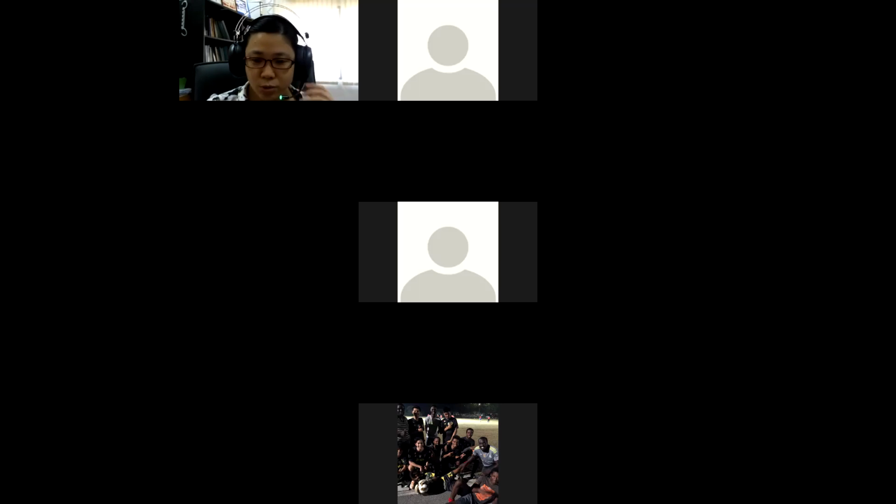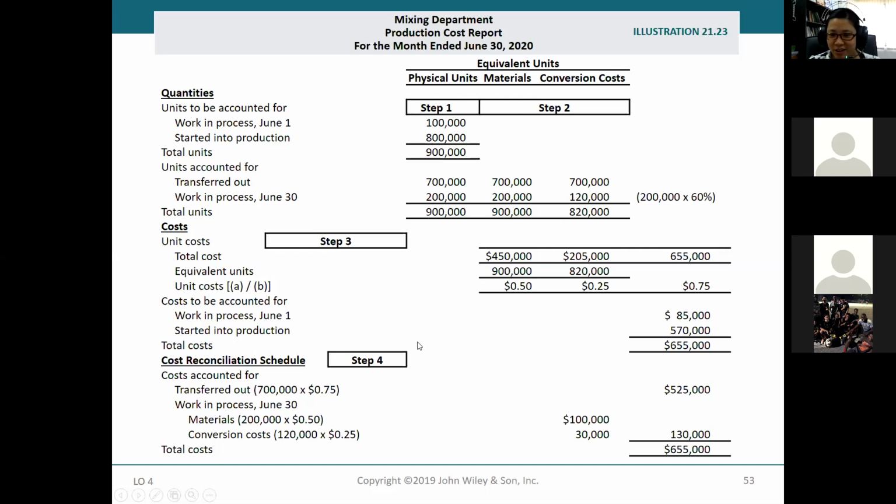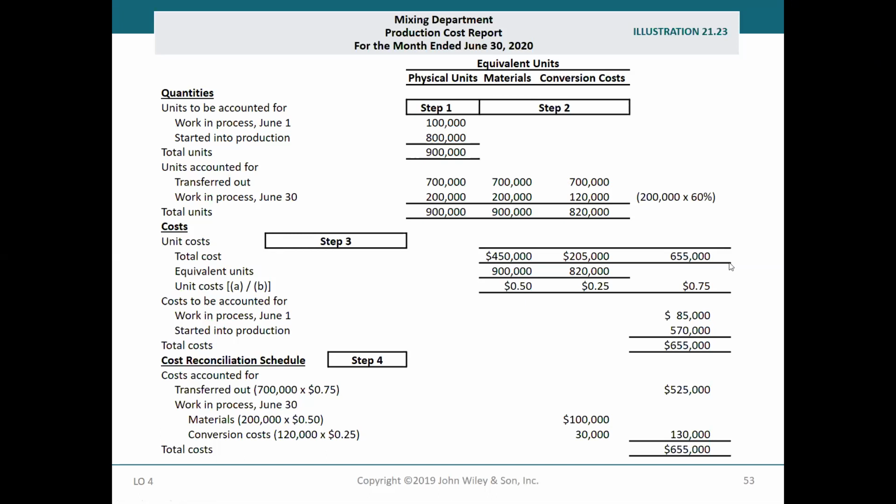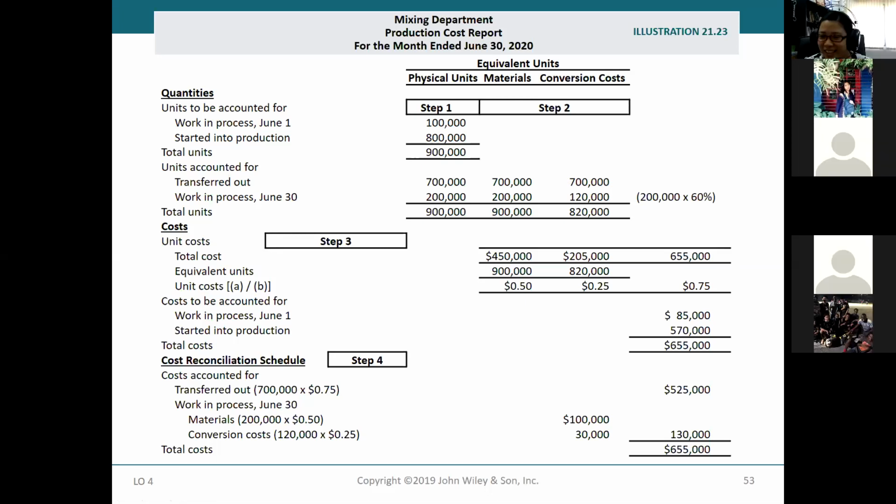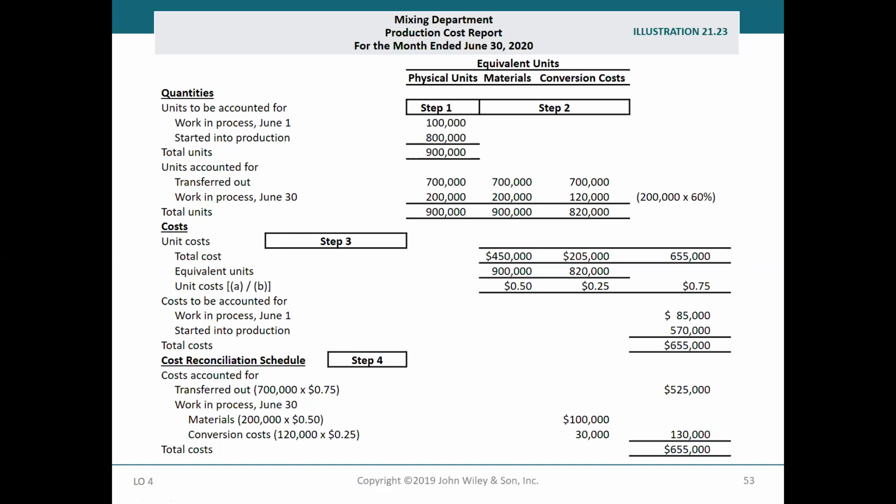Okay, exercise 21.7. We're going to prepare the production cost report. Do you want to do it by yourself or with me? This is the production cost report, class. You're going to prepare one like this, yeah? What about I give you 5 minutes to do it and then we check together? Or do you want me to do it with you? Do together, teacher. Okay, sure. Let's do it together.